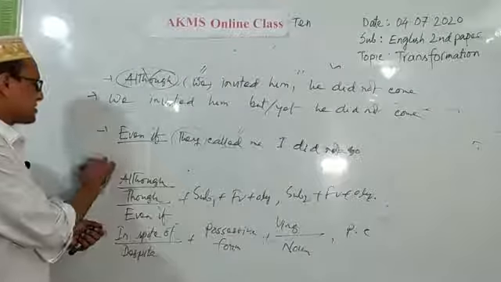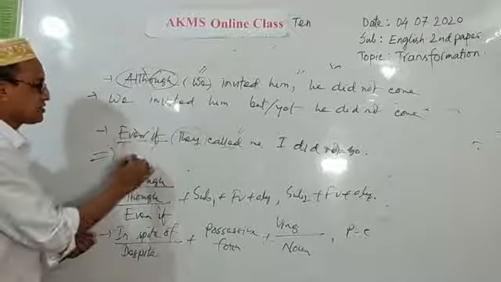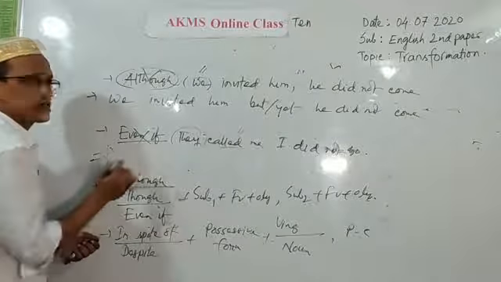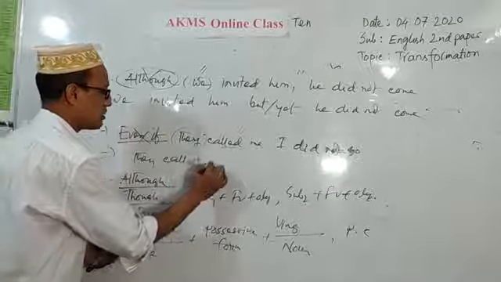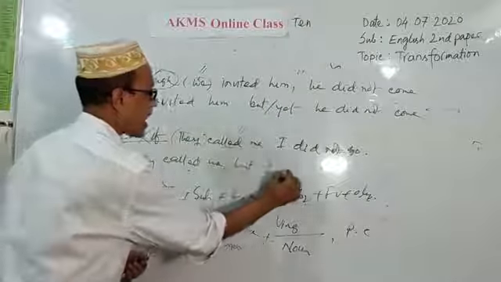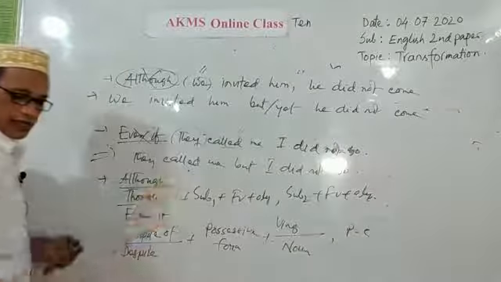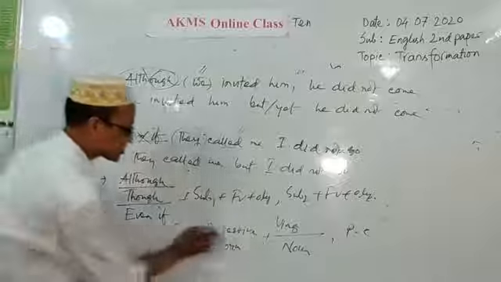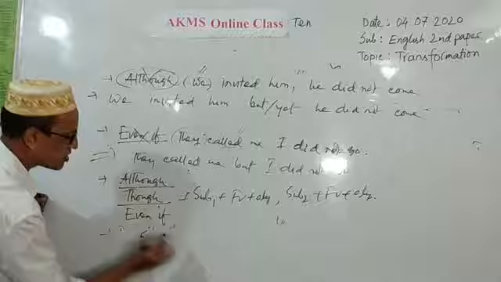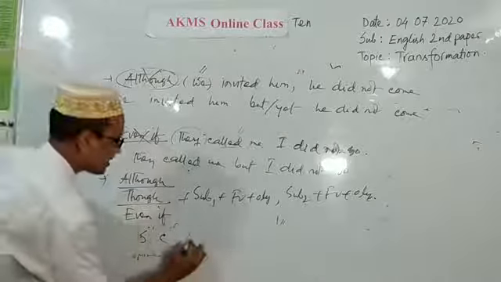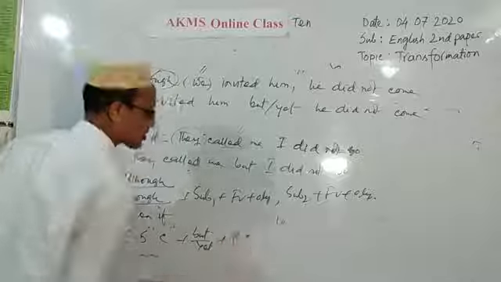Dear students, you will do the second sentence, even if, and you will write the subordinate clause. They called me, but I did not go. And the structure is, what is the structure? I have written the subordinate clause first, then but or yet, and then the principal clause.